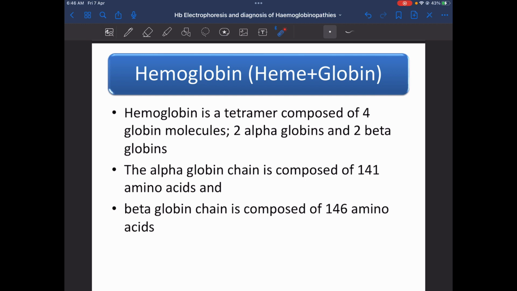So the alpha globin chain, the main type of hemoglobin that we have in our body, hemoglobin A, is composed of two alpha and two beta globin chains. The alpha globin chain, as it says here, is 141 amino acids, and the beta globin chain is 146 amino acids.